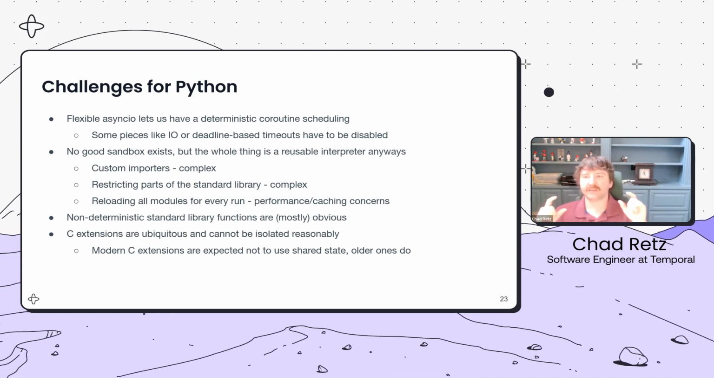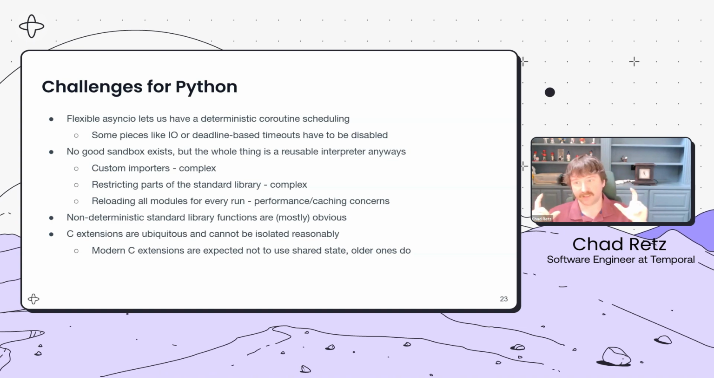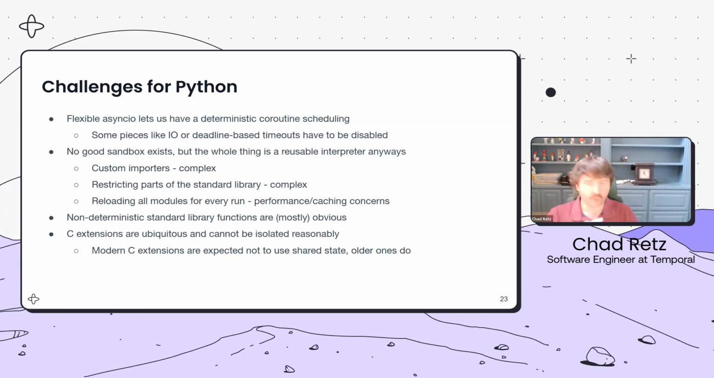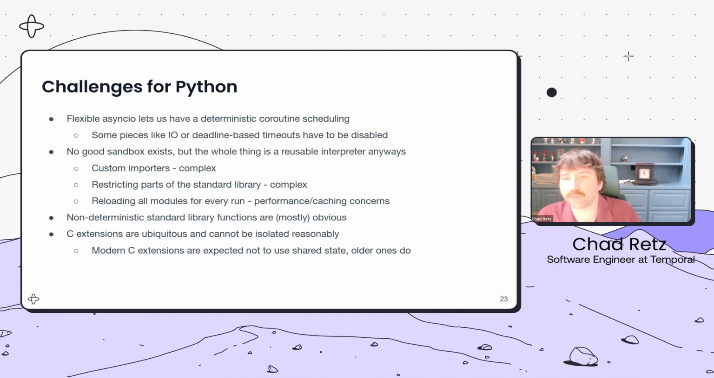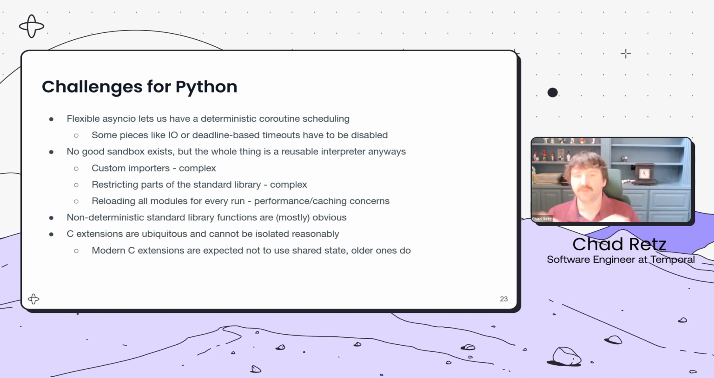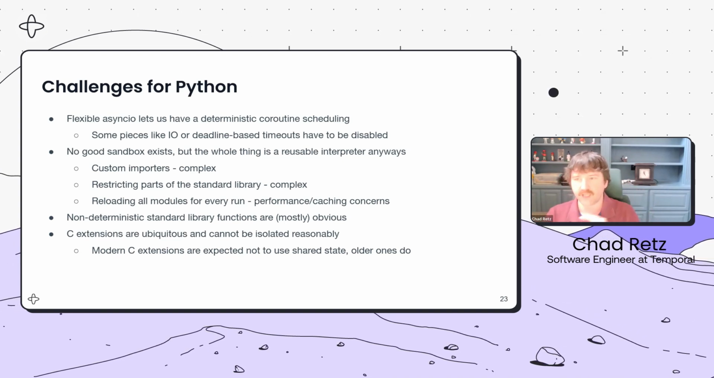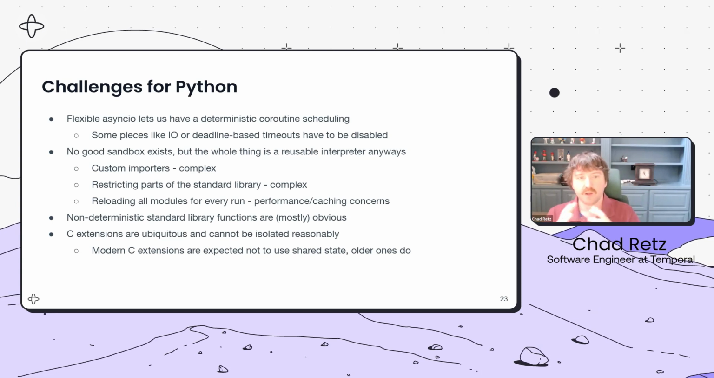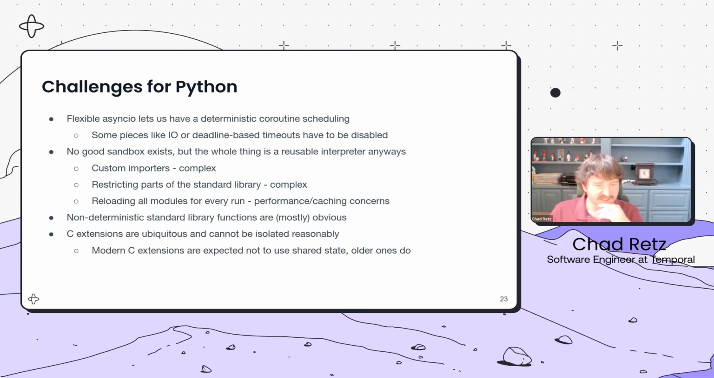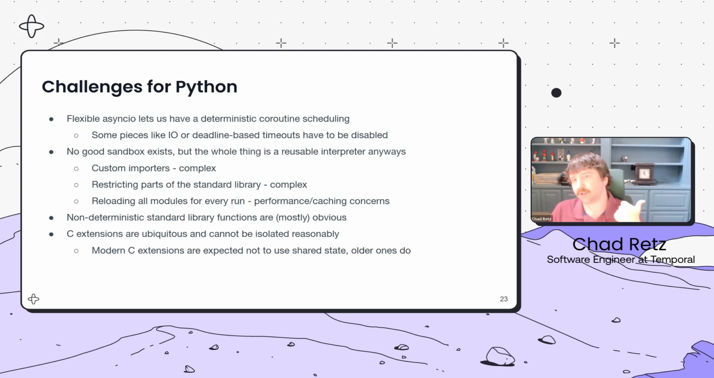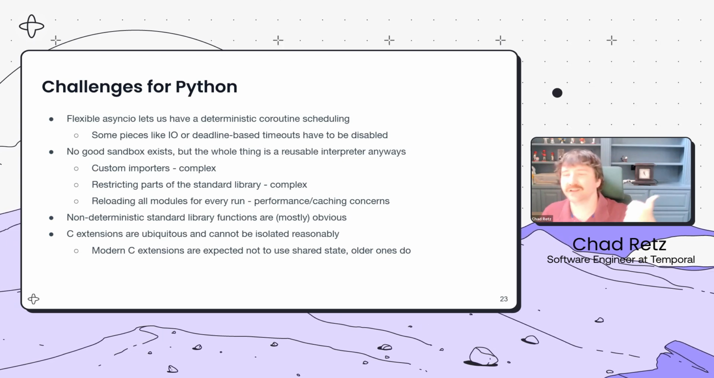Python has this coroutine construct now built in called asyncio. And we leverage that to its fullest to create a completely deterministic event loop, which is awesome. And it means that people can use async await deterministically inside of Python, which is very nice. There are some aspects of asyncio, like the actual IO part, that we disallow.